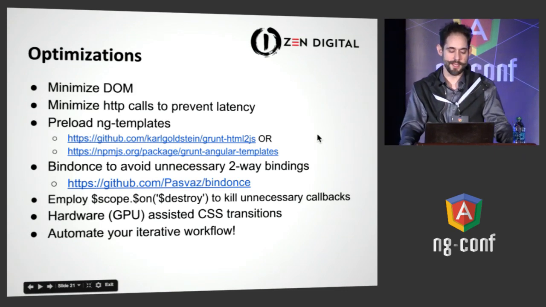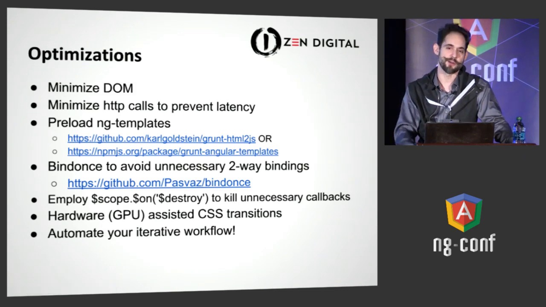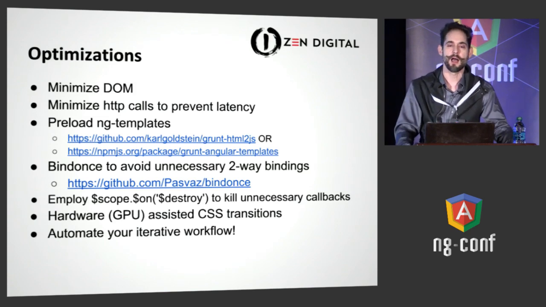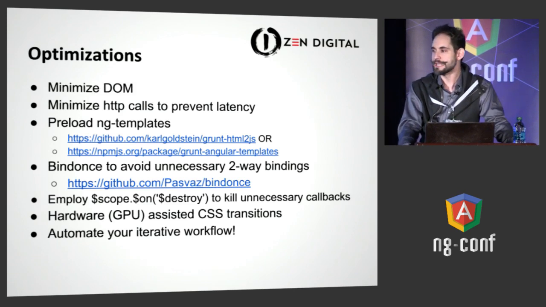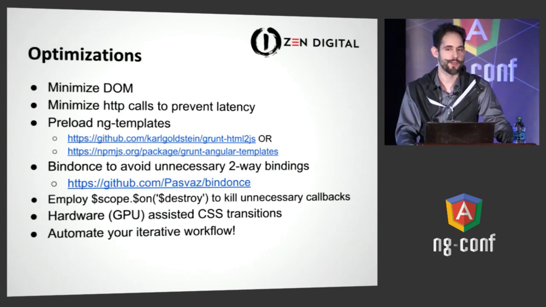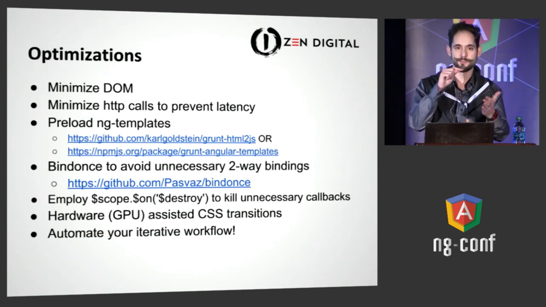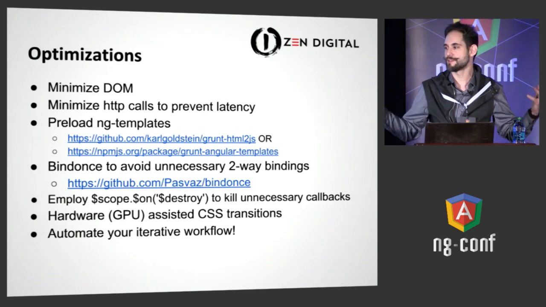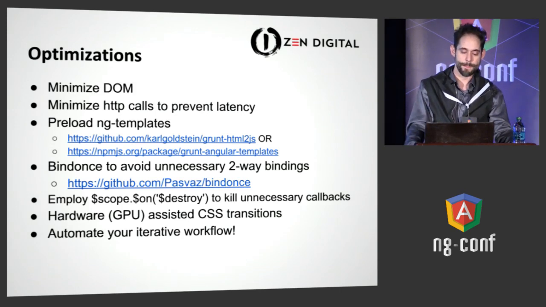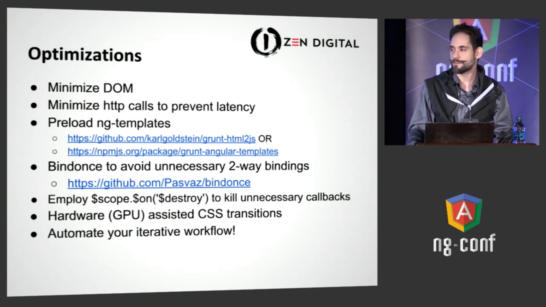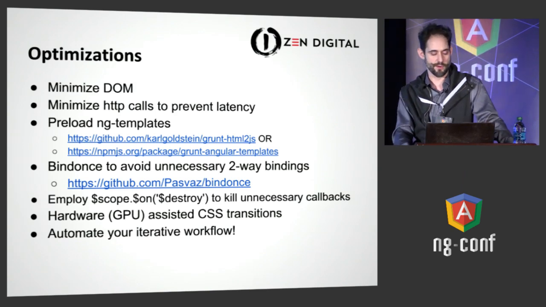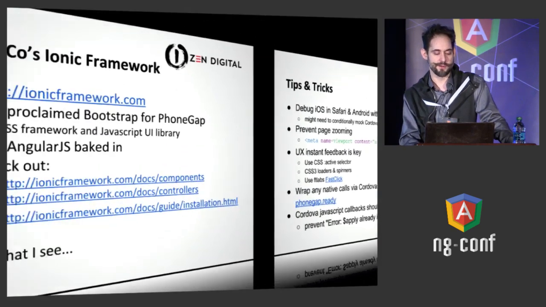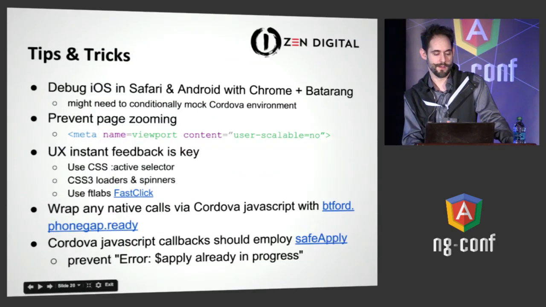You're going to want to employ scope on destroy to kill unnecessary callbacks. If you switch to another page away from the map that was asking for your geolocation, you no longer need those geolocation callbacks. You're going to want to destroy those calls that were going on. Otherwise, somebody might go click, click, click, click, and start all these callbacks that are just sitting there as zombies. Whenever possible, use CSS transitions that are GPU assisted as opposed to using jQuery. And automate your iterative workflow.